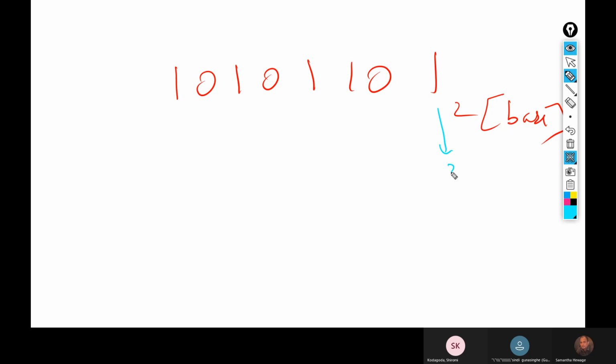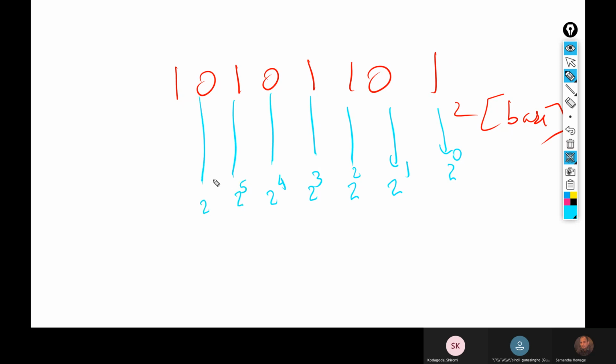So here we write 2 to the power 0, 2 to the power 1, 2 to the power 2, 2 to the power 3, 2 to the power 4, 2 to the power 5, 2 to the power 6, and 2 to the power 7. These are the place values. Now I put the exact values. 2 to the power 0 is 1, so 1 into 1 is 1. Addition. 2 to the power 1 is 2.